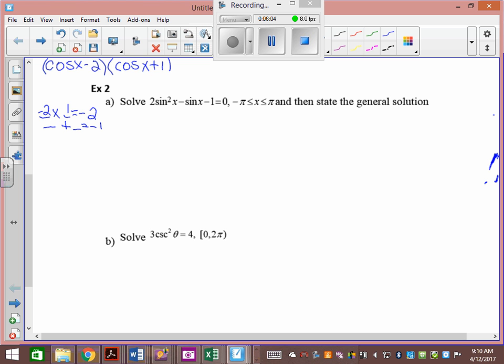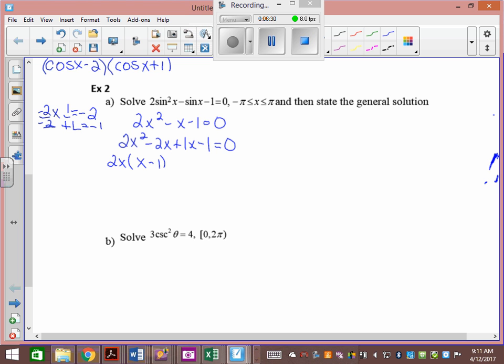-2 and 1. -2 times 1 is -2. -2 plus 1 is -1. So I'm going to write it as 2x squared minus x minus 1 equals 0. I'm going to do decomp. 2x squared minus 2x plus 1x minus 1 equals 0. Take a 2x out, and you get x minus 1.